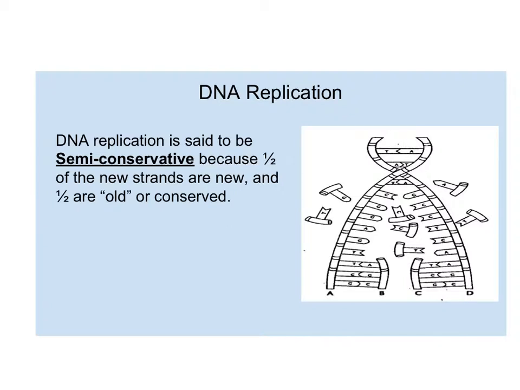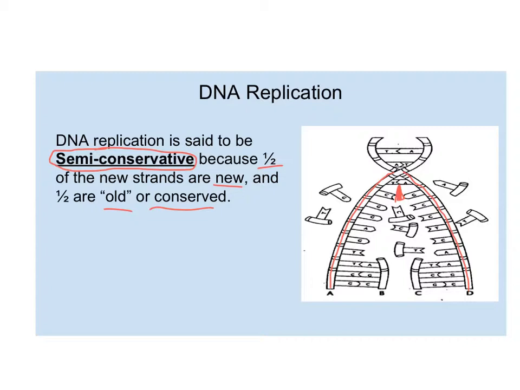All right, so another key term. DNA replication is said to be what's called semi-conservative because one half of the new strands are new and one half are old, or conserved. What that means is, remember, the original DNA molecule was unzipped by the enzyme helicase. So this strand of DNA out here, A, and this strand out here, D, those are the old strands that were left over from the original DNA strand that was unzipped by helicase.